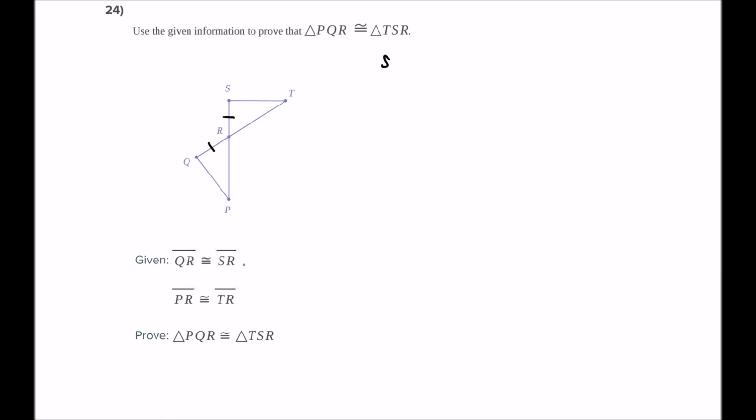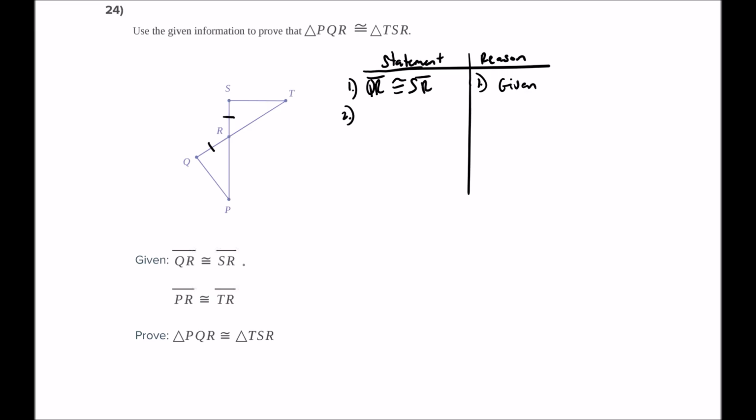So we're going to do a statements and reasons table. For number one, we're going to say QR is congruent to SR, and that's because it's given. And we'll do the same thing for number two. PR is congruent to TR, and that's given. All right, so PR is congruent to TR.